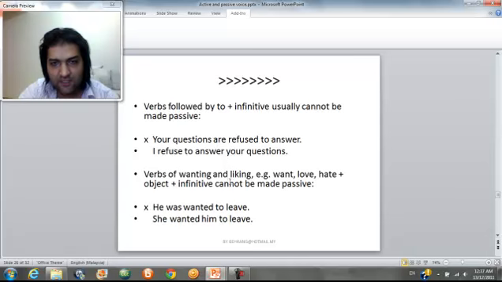Verbs of wanting and liking, for example want, love, hate, plus object and infinitive, cannot be made passive. So it's a mistake if I say "he was wanted to leave." No, you should say, she wanted him to leave. You can't make it passive.